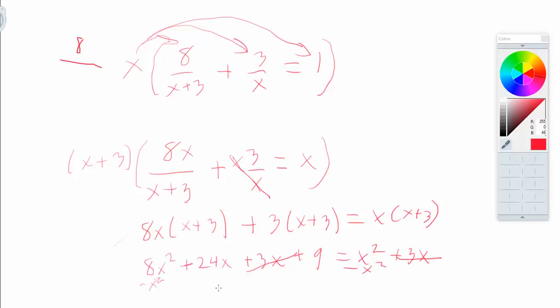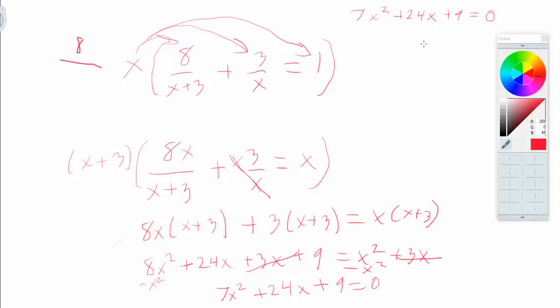All right, and so now you have 7x squared plus 24x plus 9 equals 0. So see, you now have a basic quadratic, and I'll solve that right over here. So 7x squared plus 24x plus 9 equals 0.